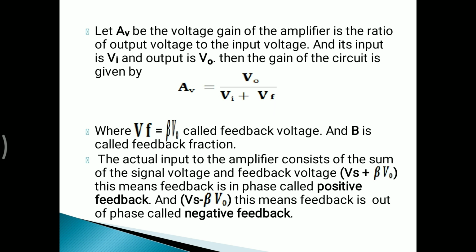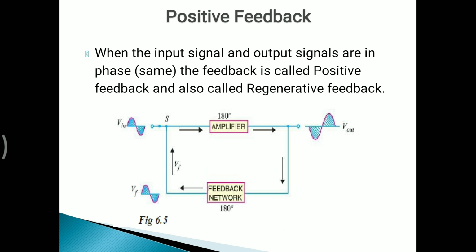Okay, so these are the two types of feedback: one is positive feedback and the other is negative feedback. So let us discuss positive feedback. Positive feedback gives the same waveform as the input signal. When the input signal and output signal are in phase, meaning the same, the feedback is called positive feedback, and it is also called regenerative feedback.